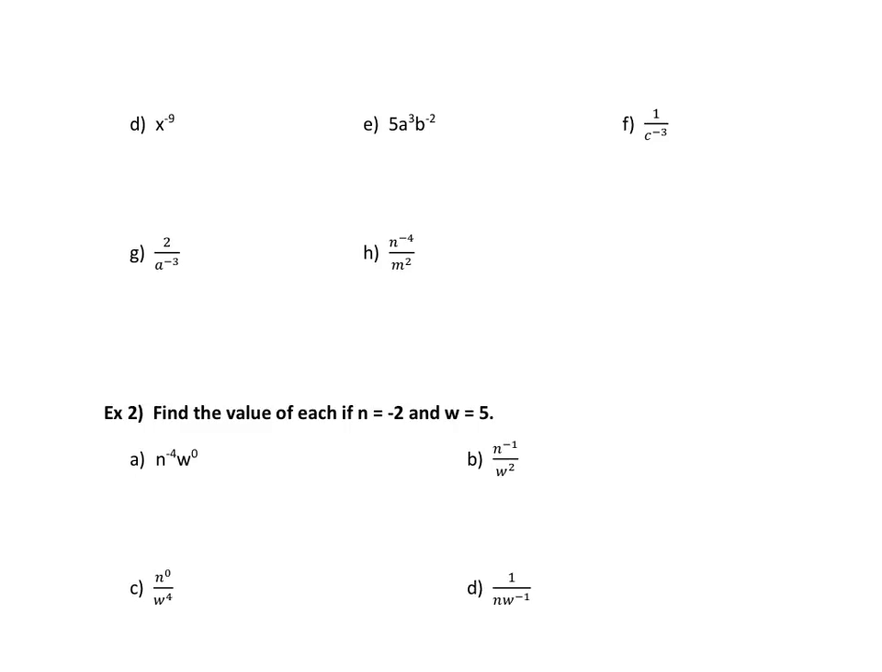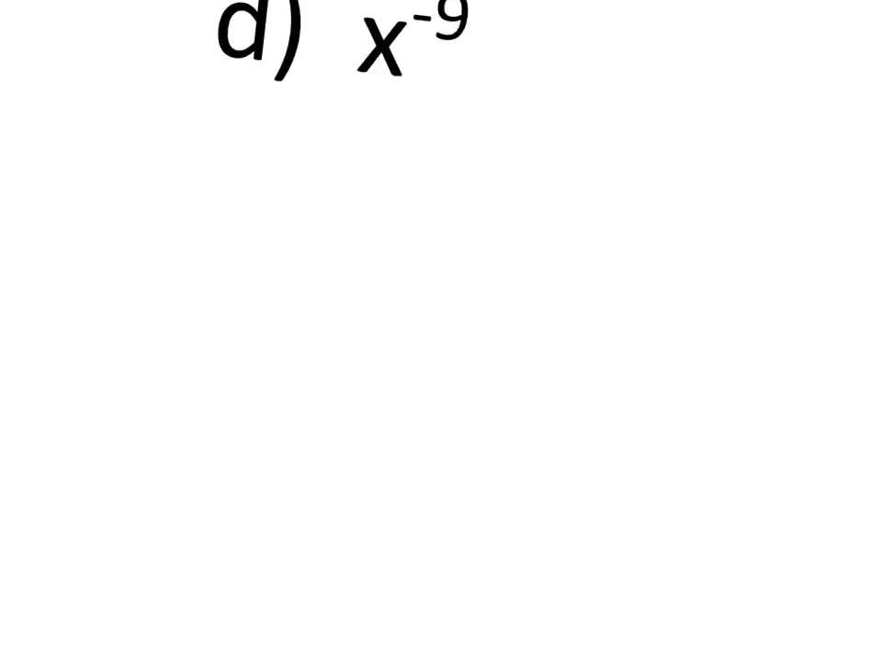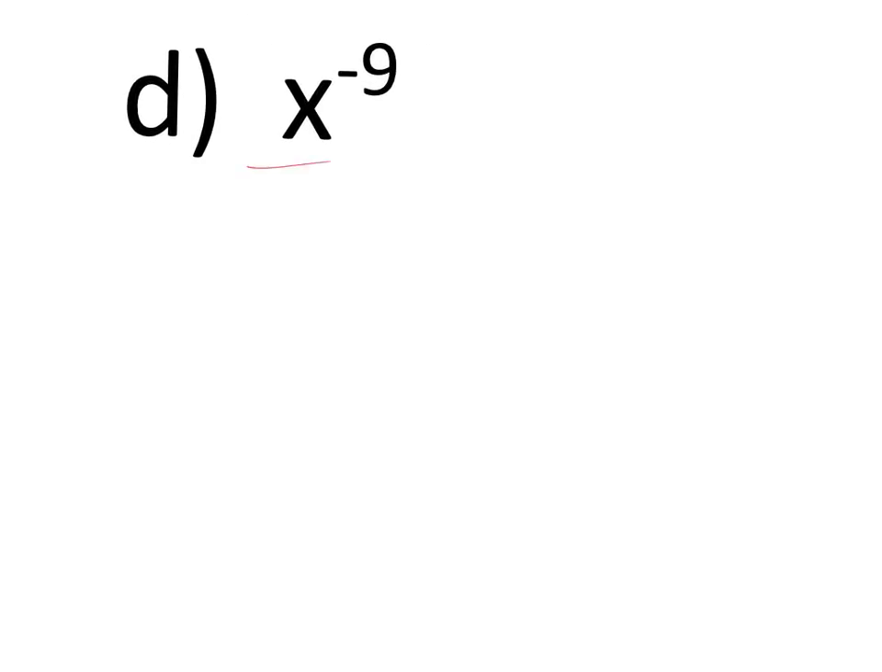Okay, so you should have on D here, negative 9 means drop it. So you're going to get 1 over x to the positive 9. So when it changes sides, that exponent changes signs.